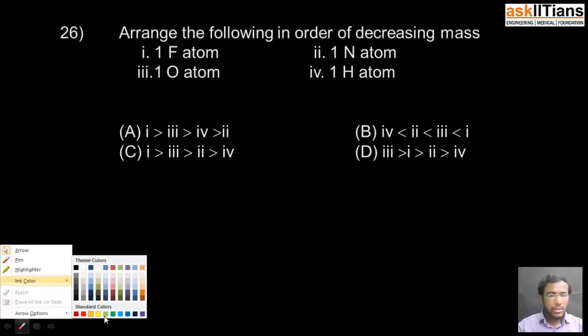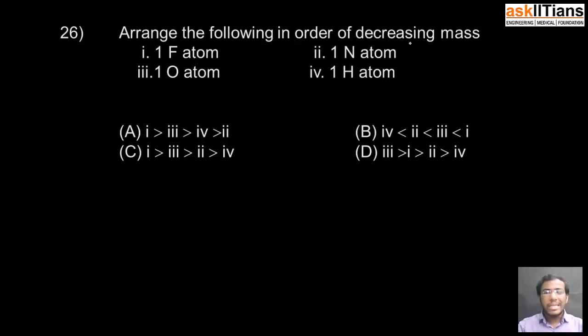Question 26. Arrange the following in the order of decreasing mass: 1 fluorine atom, 1 nitrogen atom, 1 oxygen atom, and 1 hydrogen atom. So let's go one by one, systematically. First, the mass of 1 fluorine atom. If you recollect, the atomic weight of fluorine is 19.